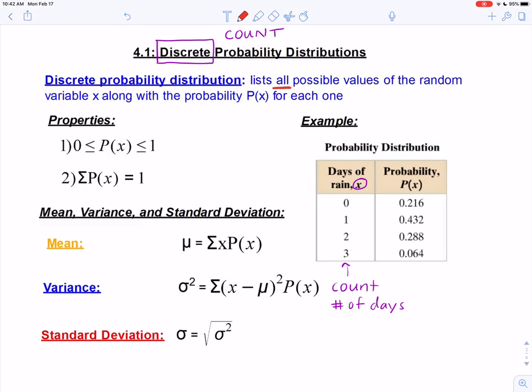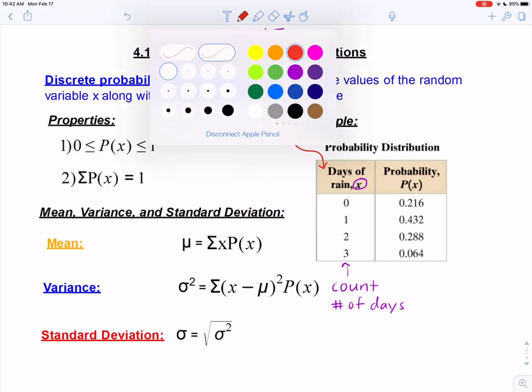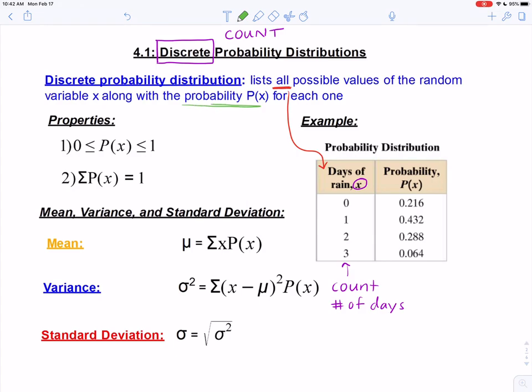So what it's going to do is it's going to list all possible values of the random variable in this first column here. And then along with each one of those possible values of x, possible outcomes, it's going to give the corresponding probability, denoted P of x, in the other column. So notice how I would read this. From the distribution, I can determine that the probability that there will be no rain, 0 days of rain across this 3-day period, is 0.216, about a 21.6% chance. The probability that there'll be 1 day of rain is 0.432, and so on.